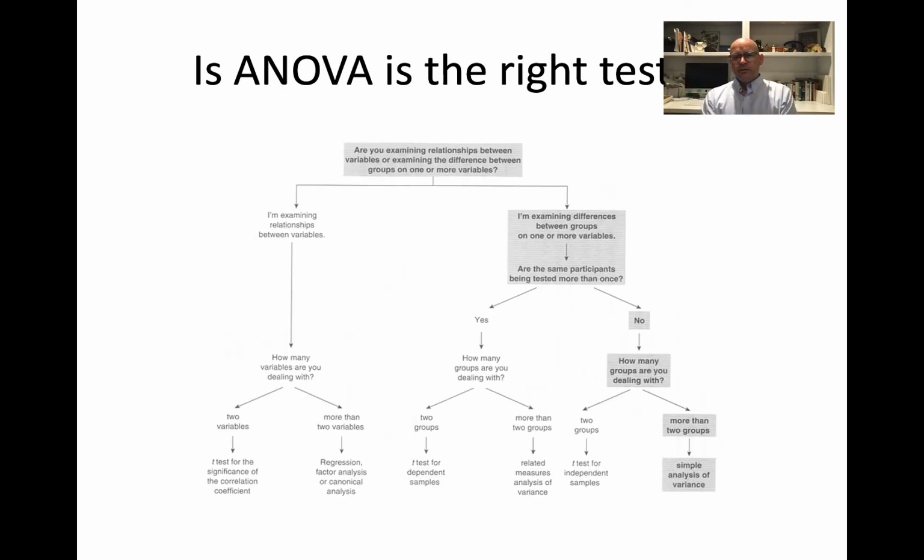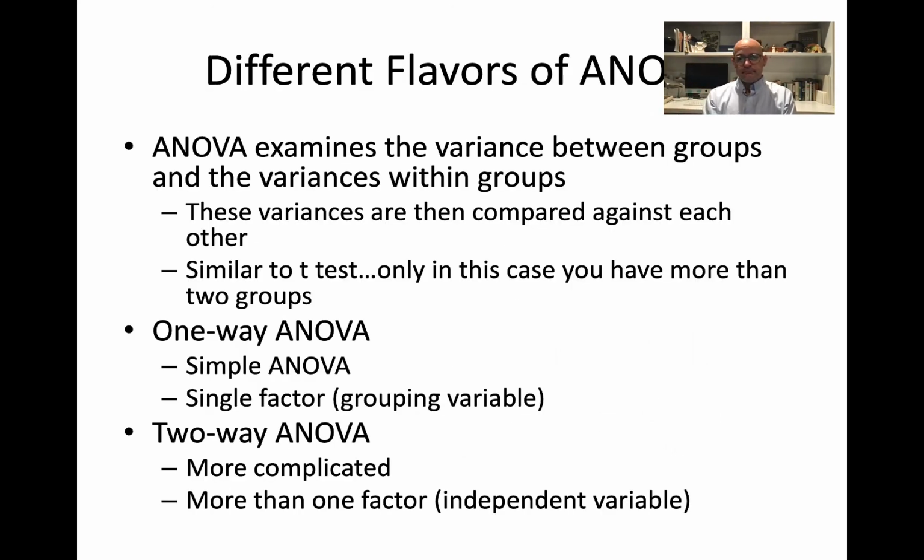So how do you know if ANOVA is the right thing? Are you explaining the difference between groups on one or more variables? Okay, yes. Well, are they the same participants being tested? No, so it's not a repeated measure. How many groups are you dealing with? One group, or more than two groups? If there's more than two groups, this is a simple ANOVA, as long as we're not doing the same people over and over and over again. So you can use this sort of flow chart to try to identify which test you're supposed to be using. There's all sorts of different versions of ANOVA.